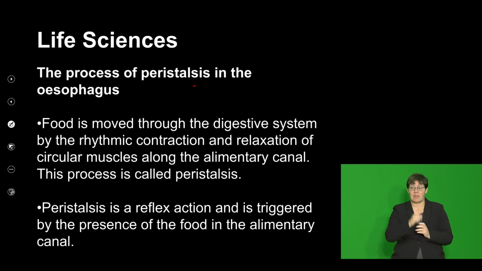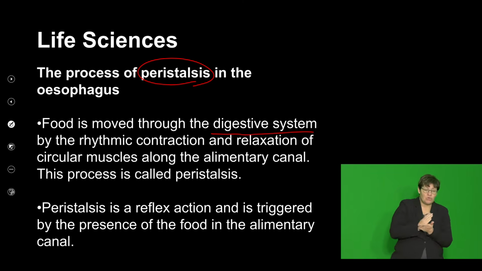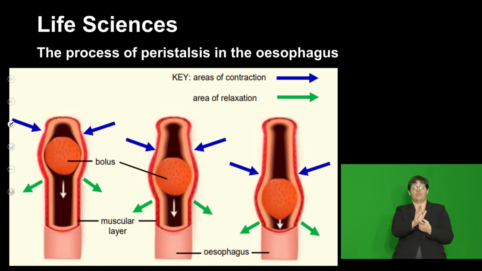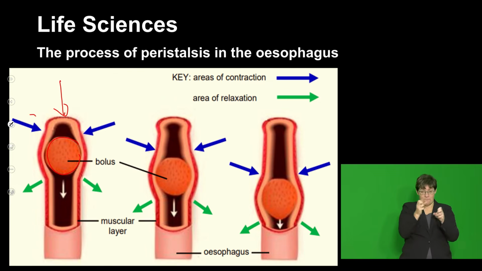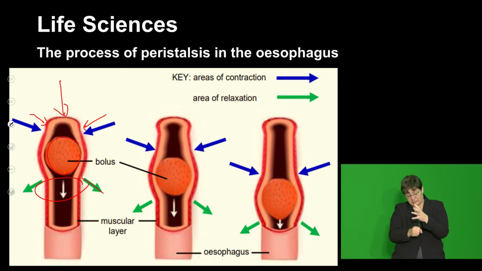The process of peristalsis is an important process. Food has to move through the digestive system, and this refers to the rhythmic contraction and relaxation of the muscles along the alimentary canal. I'm going to very quickly show you an image of what I mean. So guys, that's the bolus that's moving down the esophagus. We note that there are muscles that contract, whereas these muscles further ahead relax. So the blue arrows point to the contraction, and the green arrows point to the relaxation.